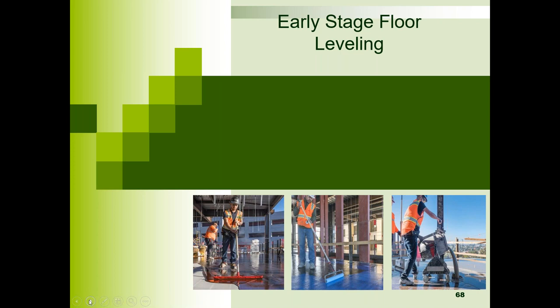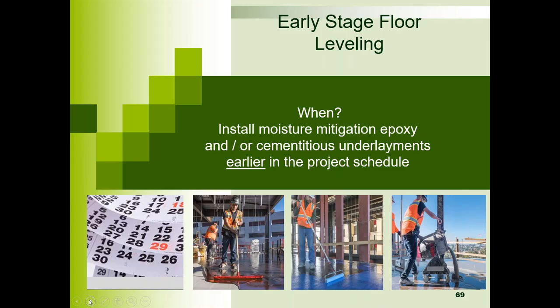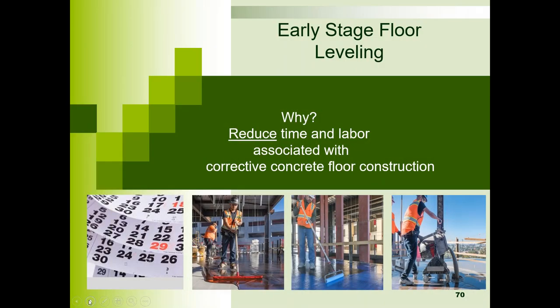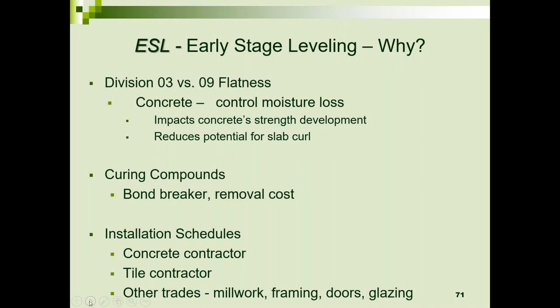Just to tag on to Howard's presentation, I wanted to do a quick mention of early stage leveling, or ESL, and really what it's all about and why. The concrete needs that moisture, so the sealer or curing compound is applied to hold the water in. That becomes a bond issue later when Division 9 or the flooring comes in. Those bond breakers need to be removed. So that's a temporary product that creates another labor cost to remove it. Can we get rid of that step?